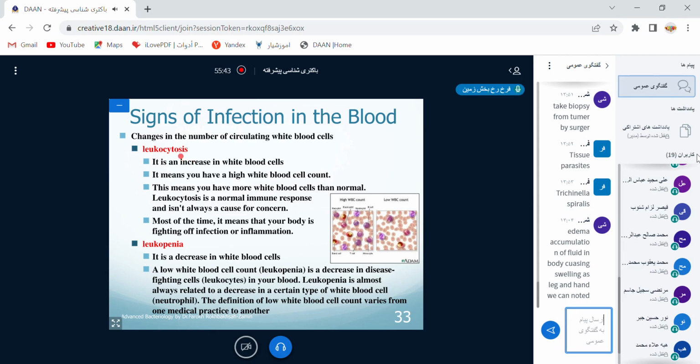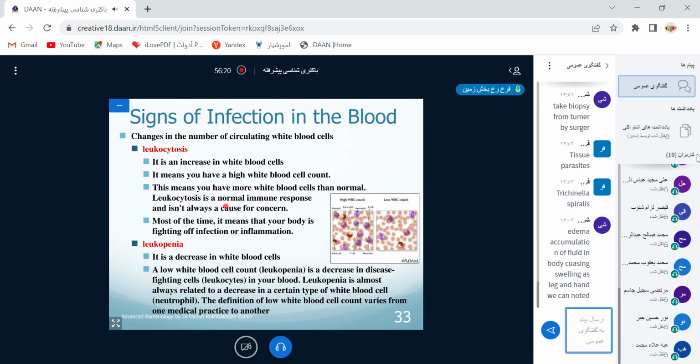Number one, leukocytosis. What is leukocytosis? It is an increase in the white blood cells, left side, yes, this one. It means you have a high white blood cell count. This means you have more white blood cells than normal.